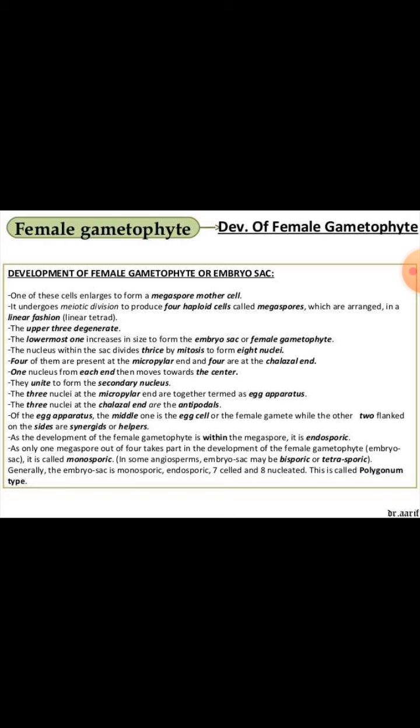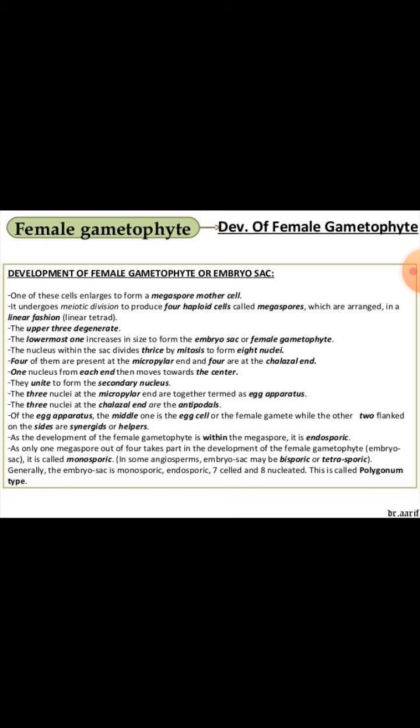One of these cells enlarges to form a megaspore mother cell. It undergoes meiotic division to produce four haploid cells called megaspores, which are arranged in a linear fashion, a linear tetrad. The upper three degenerate and the lower one increases in size to form the embryo sac, the female gametophyte. The nucleus within the embryo sac divides thrice by mitosis to form 8 nuclei. Four of them are at the micropylar end and four at the chalazal end.